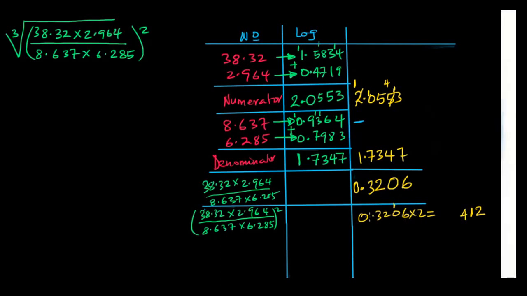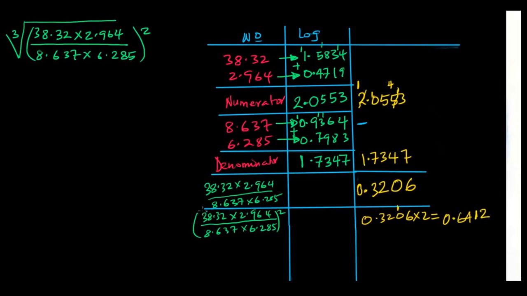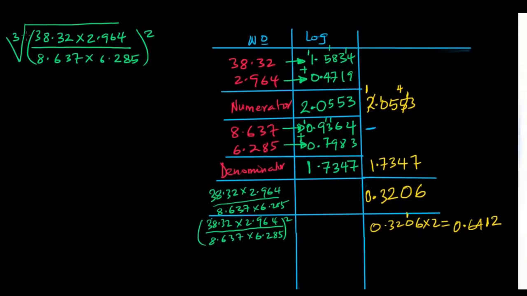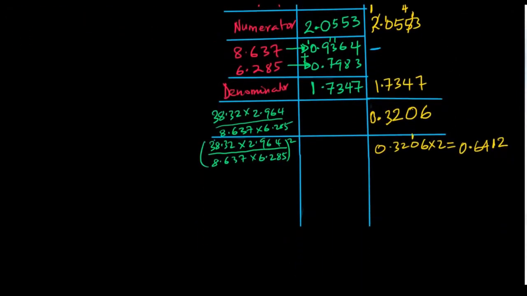Okay, 2 times 3 is 6, then put the point here. 2 times 0 is 0. Okay, so we have 0.6412. Now you know we've added our square, we've added the power here, which is 2. The next thing is to add the third root, this third root here. So let's add the third root.